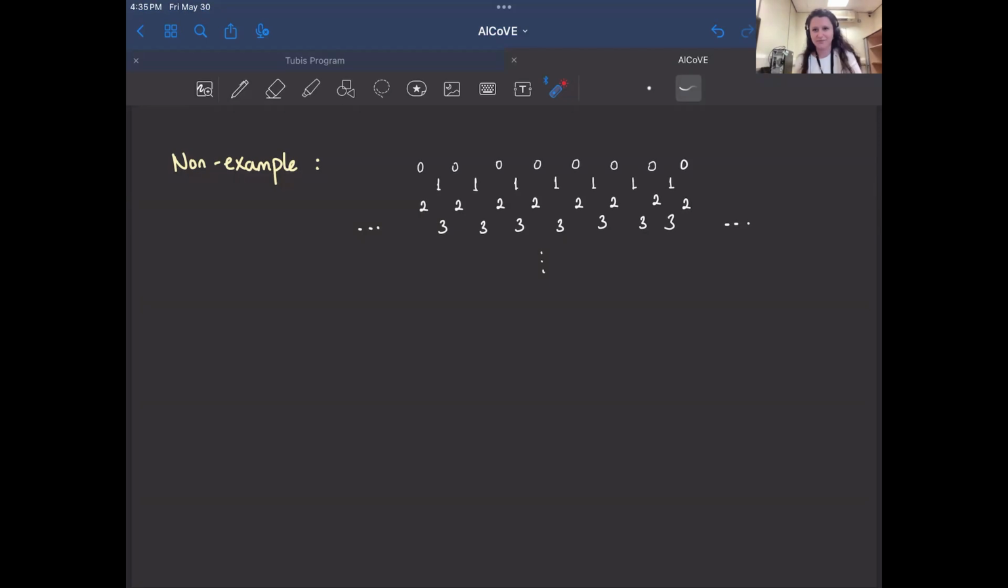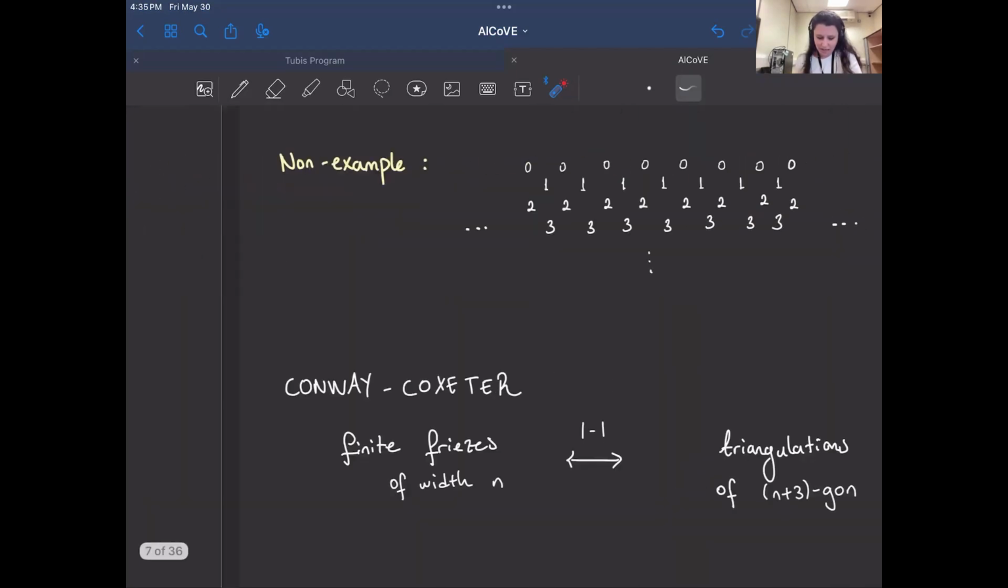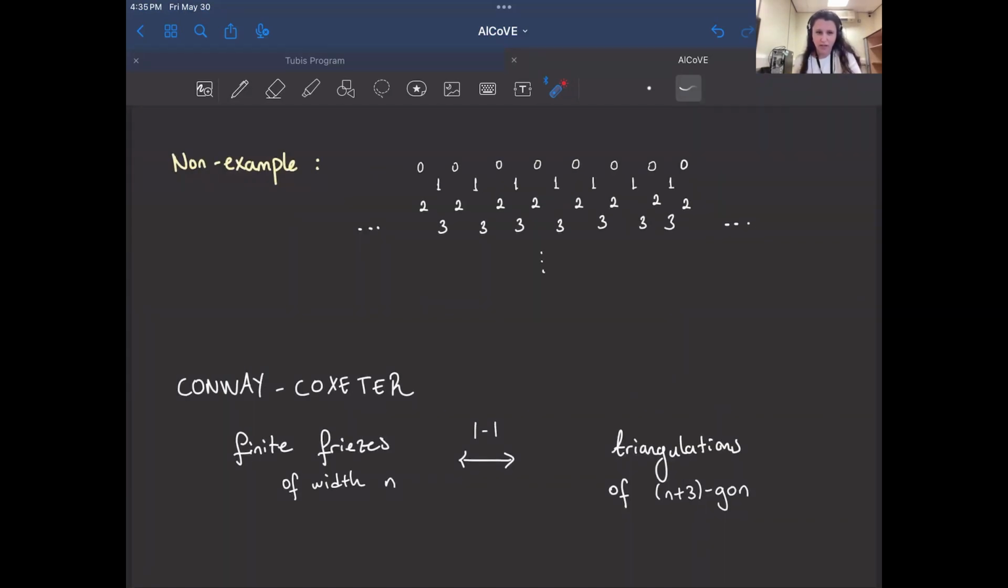Okay, so then the question is, how do we find these miraculous numbers that close up this combinatorics? And this is due to Conway and Coxeter. They show a bijection: finite friezes of width n are in bijection with triangulations of an (n+3)-gon. I'm sure this crowd loves triangulations of polygons. So you can see that this is very cool combinatorics, and it's rich.